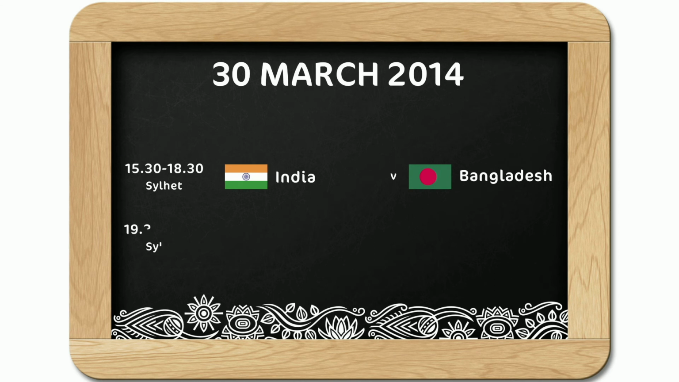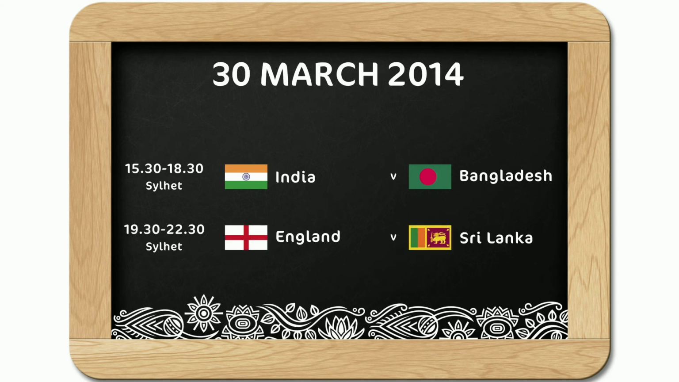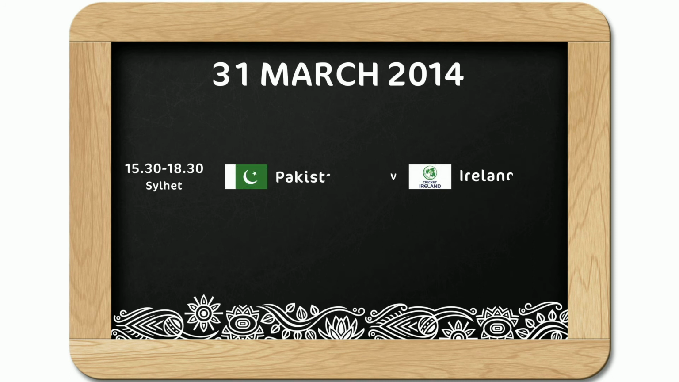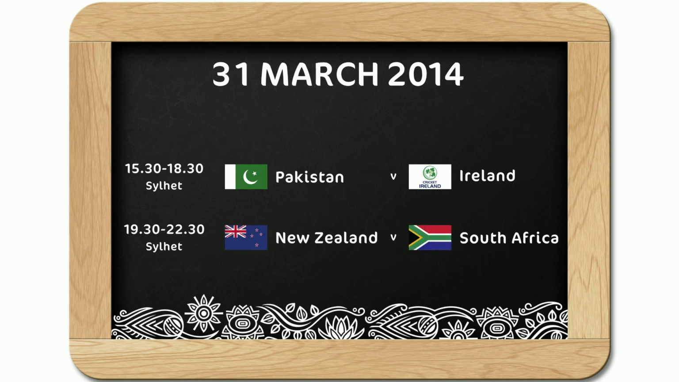On March 30, two neighbouring nations, Bangladesh and India, will be playing for national pride, followed by an evening match between England and Sri Lanka. The 31st of March will see two teams in green competing, Pakistan versus Ireland. Following them, New Zealand will be up against South Africa in the concluding match for the day.